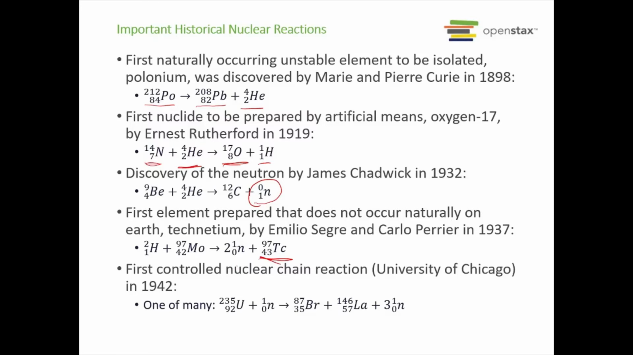And then in 1942, the University of Chicago was able to do the first controlled nuclear chain reaction in a reactor. And there's a bunch of reactions that go along with this, but one of the many is uranium being hit with a neutron to make bromine-87, lanthanum-146, and some neutrons. And then these neutrons go on and react with other things, so it just keeps going and going, hence the term chain reaction.